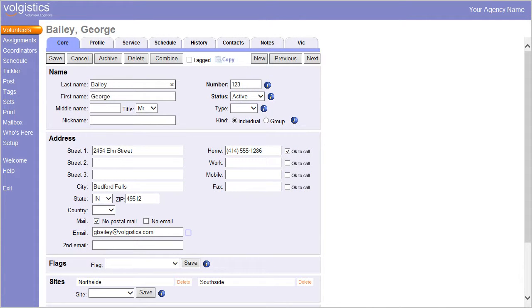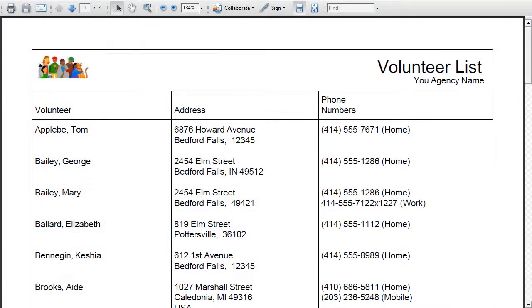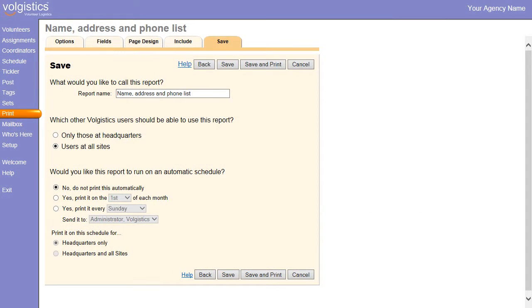For example, when a volunteer serves at more than one site in the same Volgistics account, their record is shared between those sites. In this case, the operators at the sites sharing the volunteer are privy to some common information about that volunteer. In addition, there are reporting features in Volgistics that enable the headquarters site to create reports that list all volunteers for all sites if they choose to. The headquarters site could then make these reports available to all system operators at all sites.